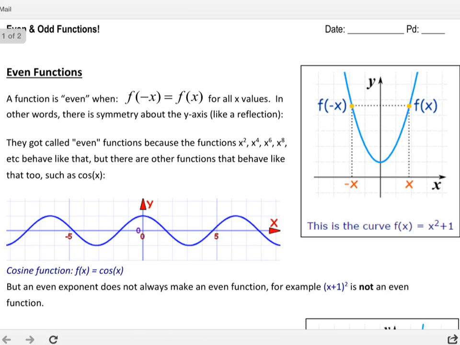In this video, we're going to talk through how to recognize even and odd functions and how to do the algebraic tests to prove that a function is even or odd. So let's just do a quick overview of what even and odd functions are.